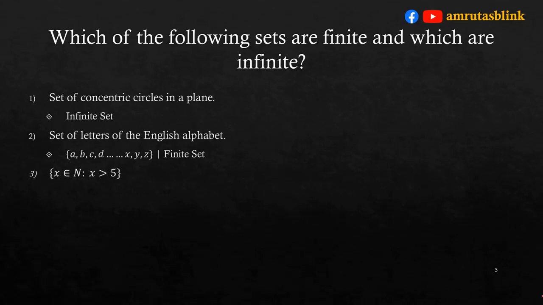x belongs to N such that x is greater than 5. Now the condition is x is a natural number as well as it is greater than 5. So it can be 6, it can be 7, it can be 8, it can be 1000, it can be infinite. Hence this set is an infinite set. And the fourth one, x belongs to R, at the same time 0 less than x less than 1. Now if x belongs to N, then we know that there doesn't exist any natural number between 0 to 1, but definitely there exist infinite real numbers between 0 to 1. Hence it is an infinite set.